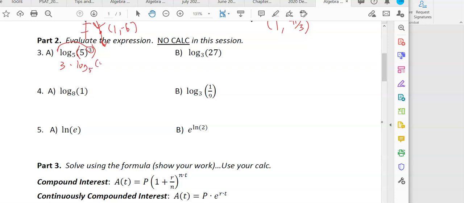You could just memorize the property. That would be another way. It's actually one of the properties. 3 times 1 is 3, so the answer is 3. You also could have just seen the smiley face and the answer would be 3 if you knew the property.